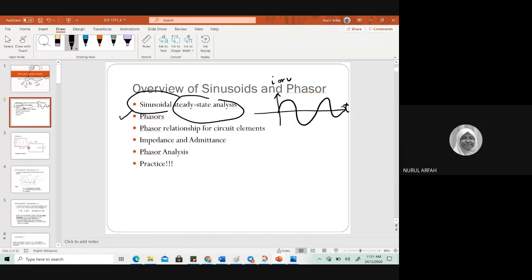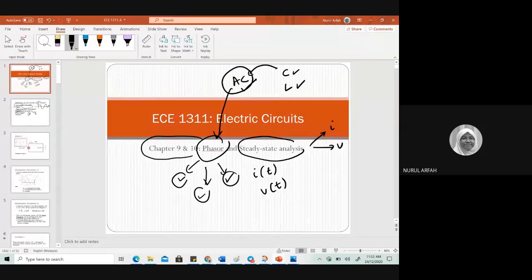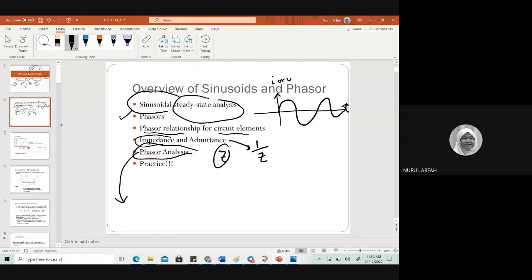And then how are you going to relate this with circuit elements? And what is this in terms of impedance? You know that impedance is represented with a Z like this. And then what is admittance? It is the reciprocal of this. So this is admittance. And then there is some analysis. If you look at our first slide here, we have chapter 9 and 10. This one is in your textbook. And chapter 10 is this part, phasor analysis.